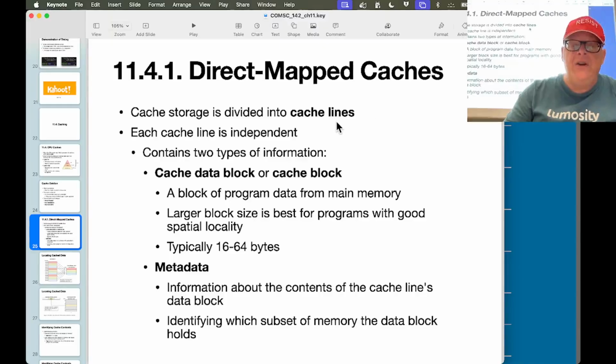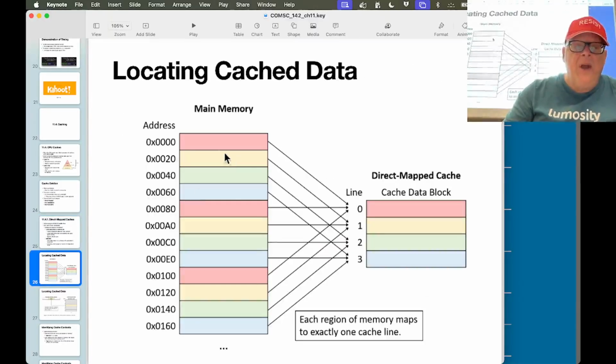You divide the cache into cache lines. Each cache line is independent, and it contains 2 kinds of information: the data block, which is a block of data from main memory, typically 16 to 64 bytes, and metadata, which tells you which subset of memory it holds. So say you're locating your cache data. Your main memory goes up to here. Your direct mapped cache only has enough room to store, say, 4 blocks of data. So it takes the lower 2 bits, and everything that was 0, 0 here goes in line 0.